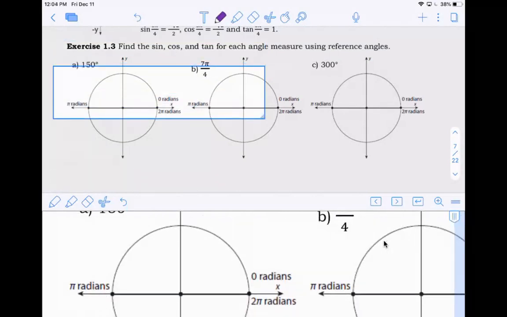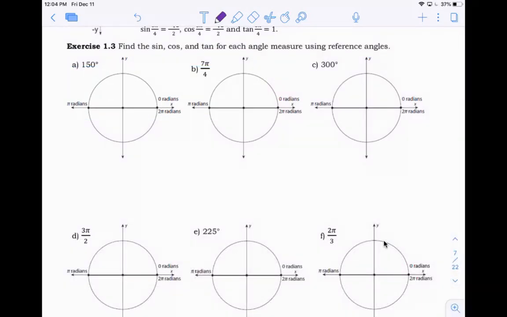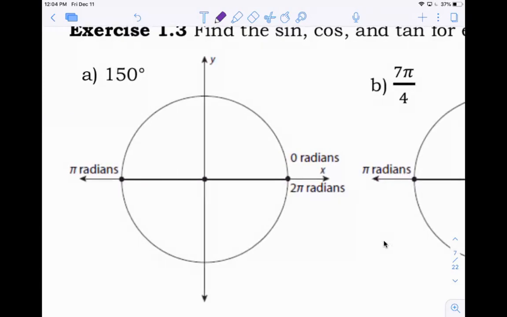Let's just start by drawing it. Let's just go to problem A here. Let's just draw 150. Okay, I'm actually gonna zoom in here so it's a little easier to see everything. You may want to write really small. If this is too small for you and you need to grab another piece of paper, that's totally fine.